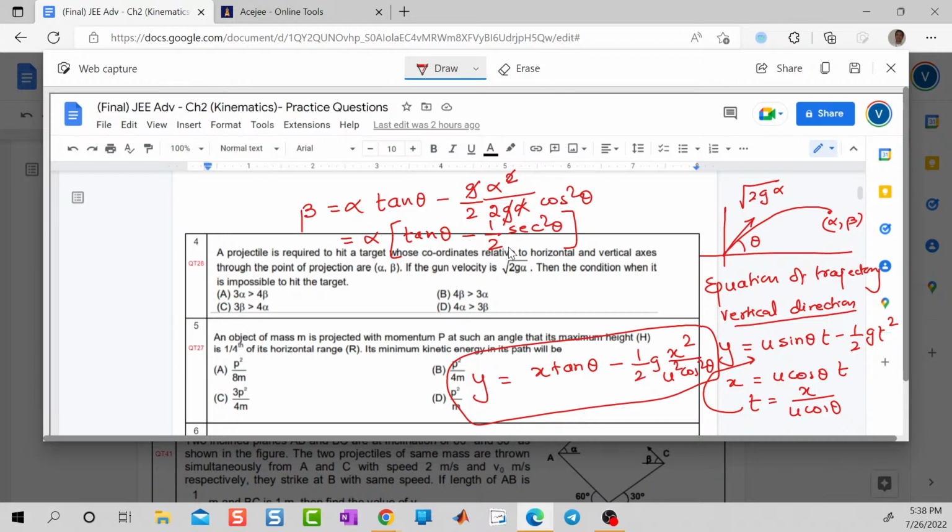So let's see if we can further solve it from here. How would we proceed, beta? Sir, we have two variables. Now we have one equation in theta, right? So we have only one equation in theta, alpha and beta. So beta by alpha is equal to tangent theta minus 1 by 2 secant square theta. I'm going to write this as 1 plus tan square theta.